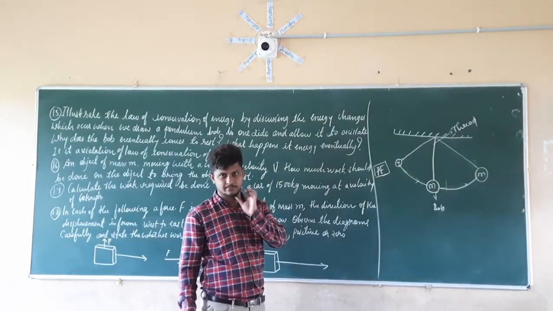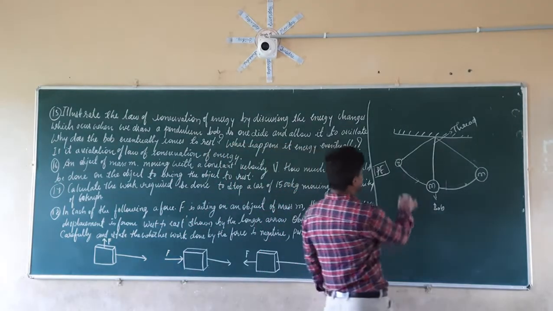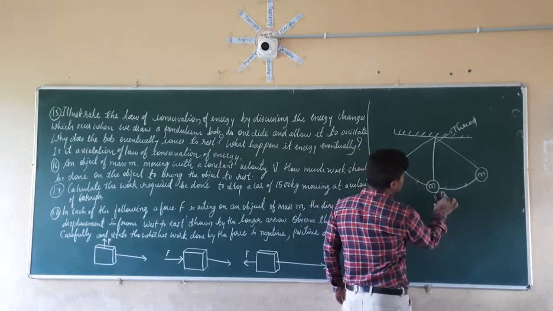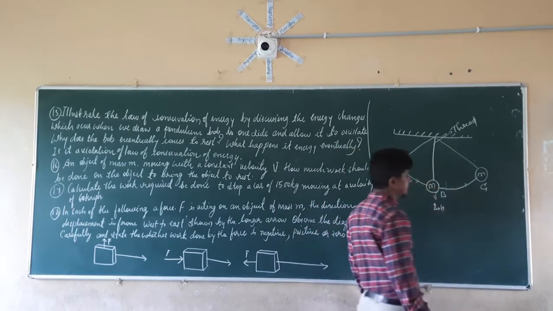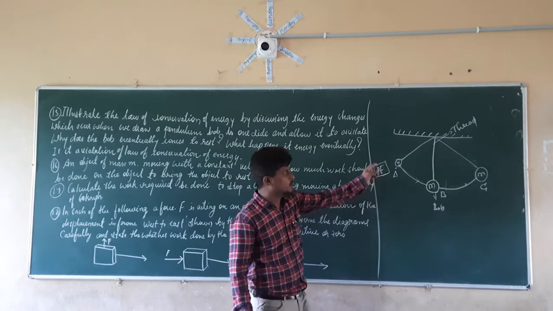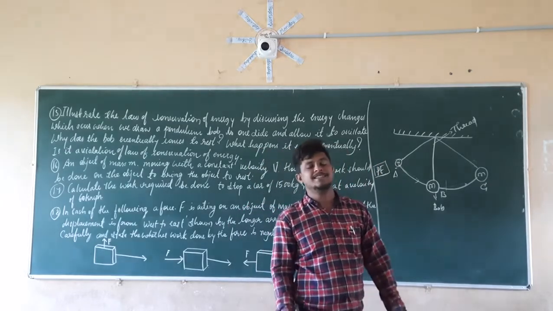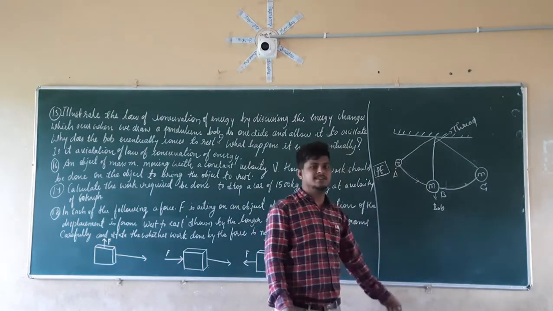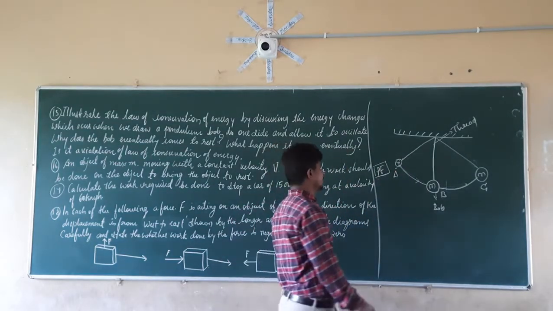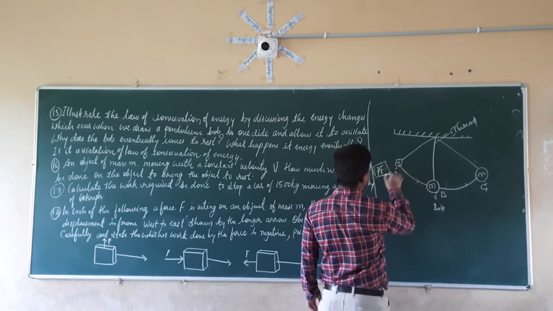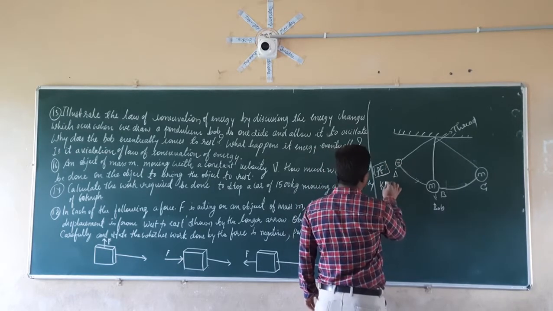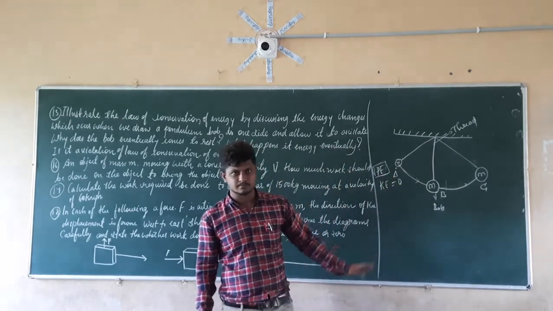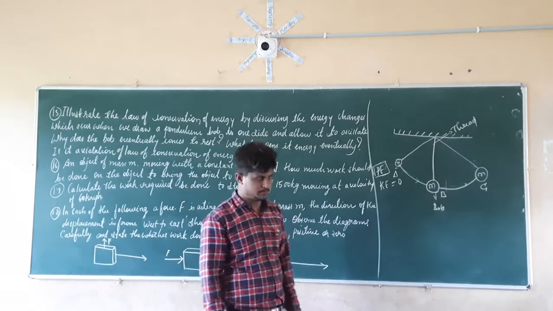Alright, so see here, when you pull that object to this point, let this be point A, this be point B, and this be point C. We take the bob at point A, at a stationary position, and we are pulling that bob. Then which type of energy is it going to have? It is going to have potential energy, and there will be no kinetic energy. So the kinetic energy here is equal to 0.